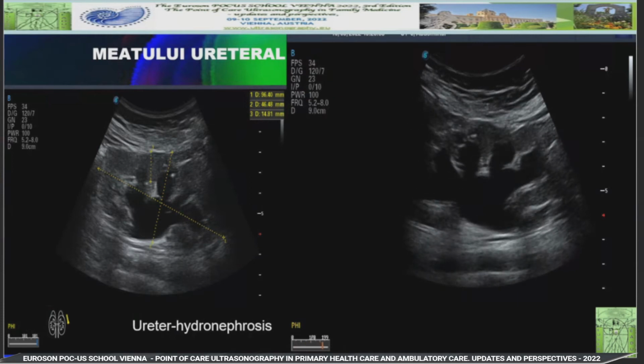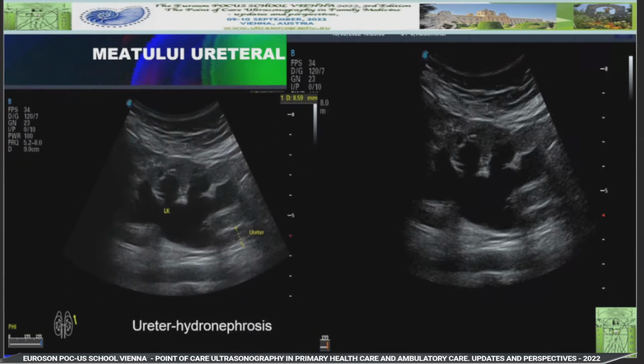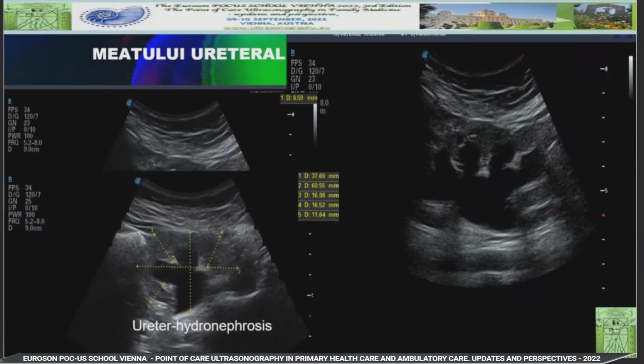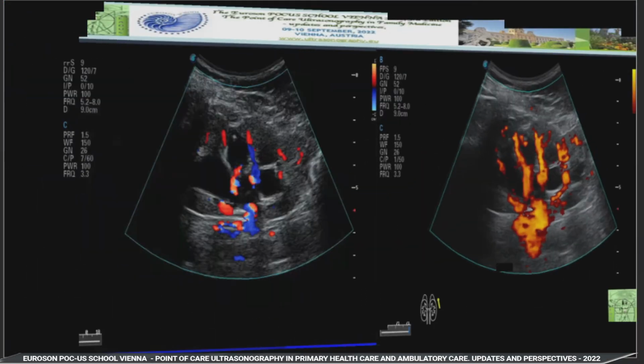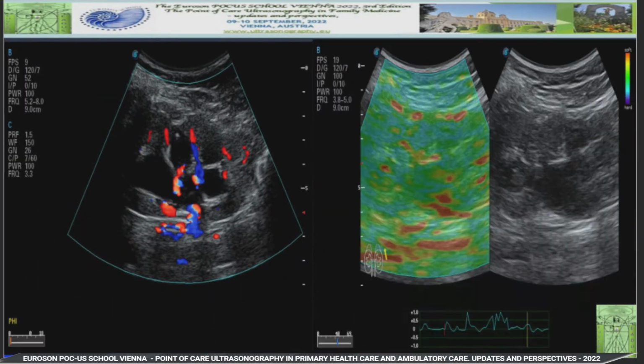You can see all the pyelocalyces, the enlargement of the pyelocalyces, upper and lower, and also the renal pelvis enlarged, and also the ureter, and these nice images of hydronephrosis. And you can use the vascularity to see the vascularization of the kidney.